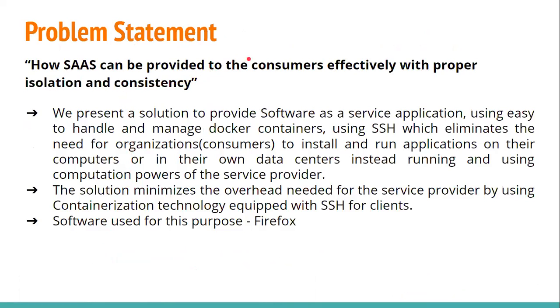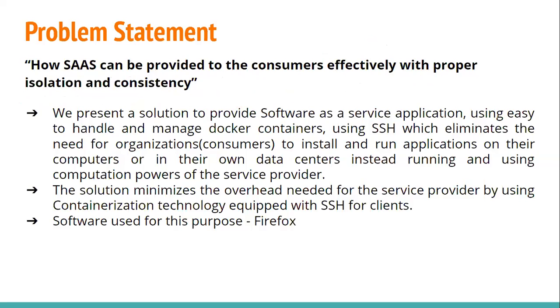So first things first, what is the problem that we intend to solve in this presentation or the paper? When discussing among ourselves after the software as a service class, we clearly got interested in how software companies like Google, Microsoft, Facebook, or other big companies can provide SaaS on such a big level effectively. How would they do it so that two consumers' work was completely isolated and one had no effect on the working of another? So our problem statement was clear: how can SaaS be provided to the consumers effectively with proper isolation and consistency?